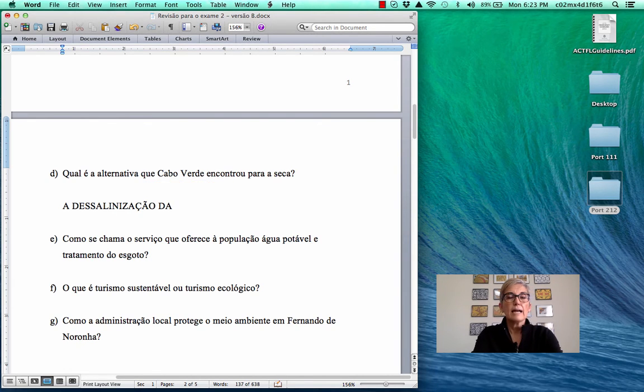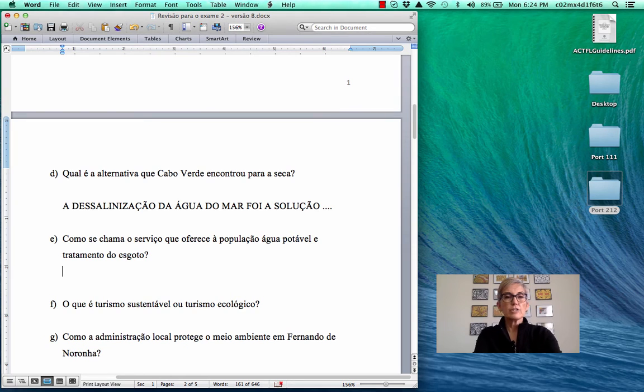Então, desalinização da água do mar foi a solução que Cabo Verde encontrou para a seca. Como se chama o serviço que oferece à população água potável e tratamento de esgoto? So what's the name of the service that offers the population drinking water and sewage treatment? So that is called basic sanitation, ok?